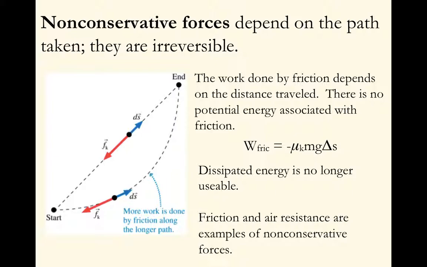So in this picture here, you can see that more work is done by friction along the longer path, right? Because if you think about adding up all the little delta S's along the curved path, when I take that times the force of friction, that's going to be a bigger energy loss than if we went by the direct path on the top part of that figure.